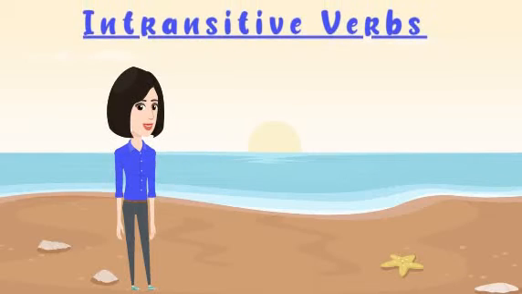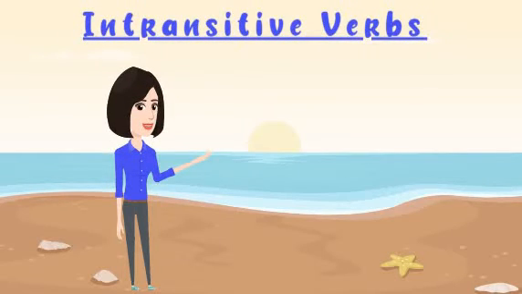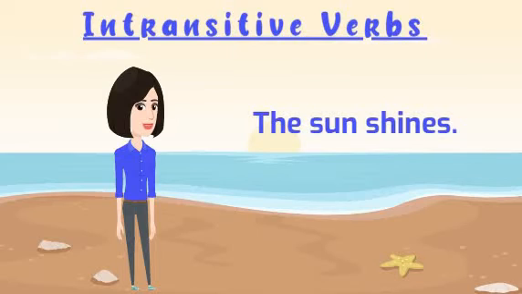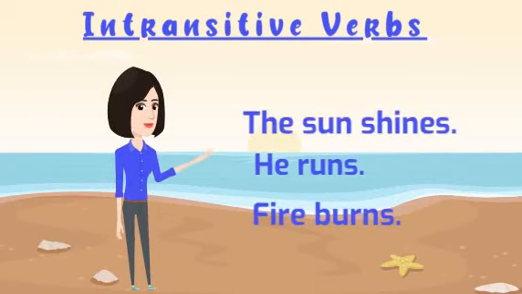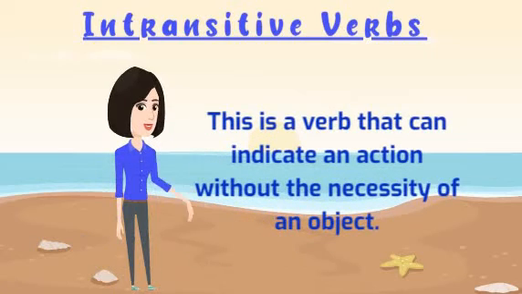Now let's see the intransitive verbs. At first, we will look at some sentences. The sun shines. He runs. Fire burns. Well, in these three sentences, they don't actually require any other object or any other word to make it meaningful. These are already meaningful and complete. So what is an intransitive verb? This is a type of verb that can indicate an action without the necessity of an object.